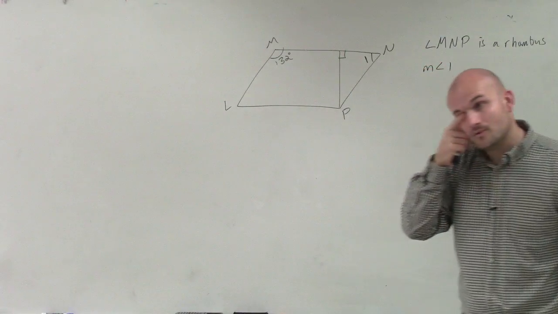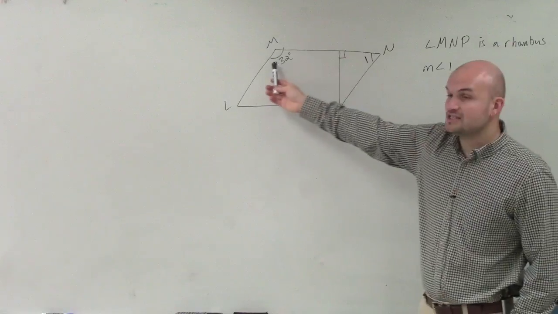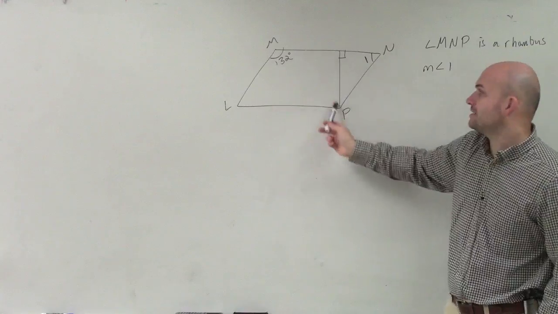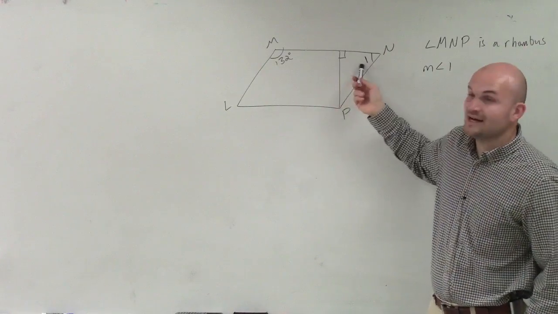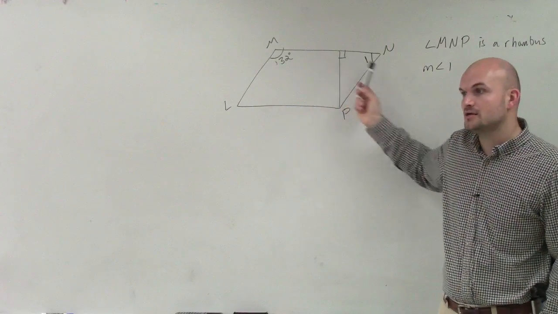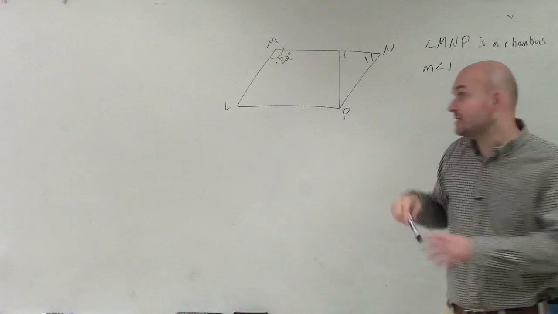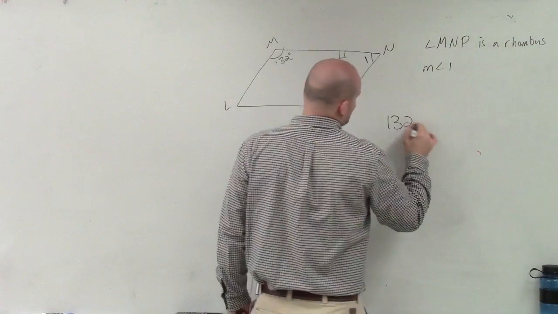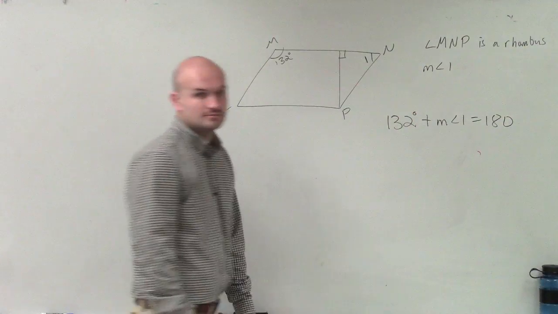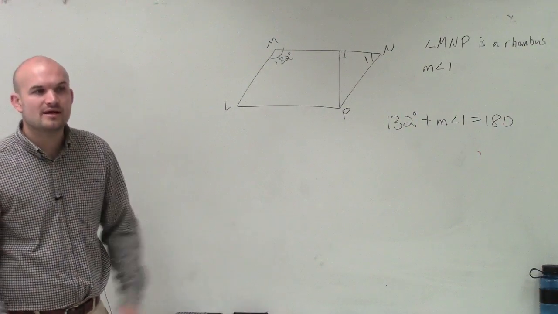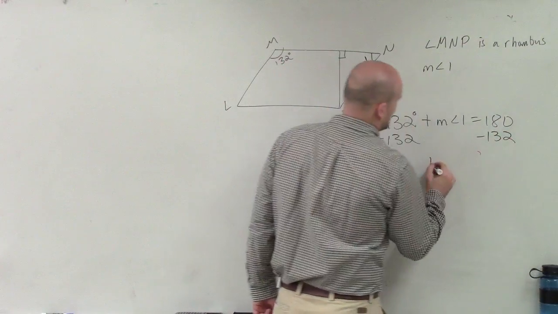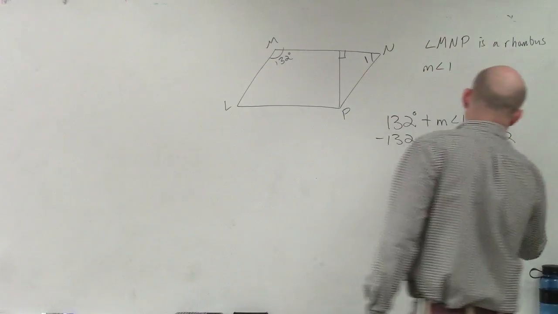So what's helpful about this, guys, is if this is 132, that's 132, right? But that's probably not going to help us too much. But if I need to find out what the measure of angle 1 is, I know that these two are consecutive. Therefore, they're supplementary. So now I can say 132 degrees plus the measure of angle 1 equals 180. Because they're consecutive angles. Now, I subtract 132. The measure of angle 1 equals 48 degrees.